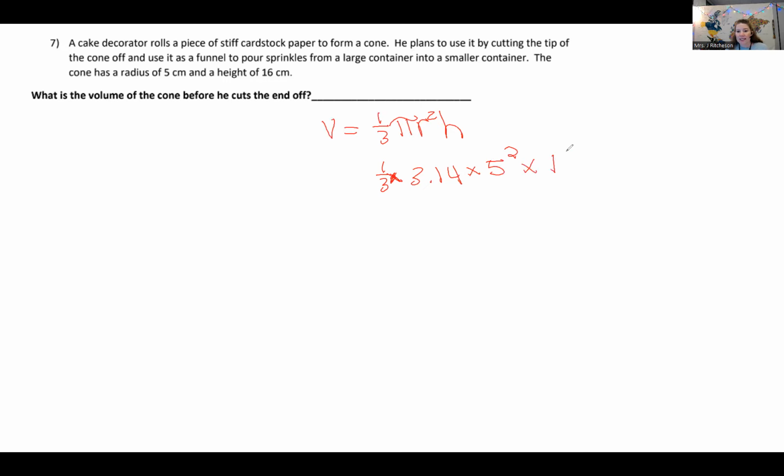height of 16. So I'm going to plug that right in my calculator, 3.14 times 5 squared times 16. I'm going to divide all of that by 3. So my answer is 418.7 centimeters cubed. That was the volume before he cut the end of the container off.